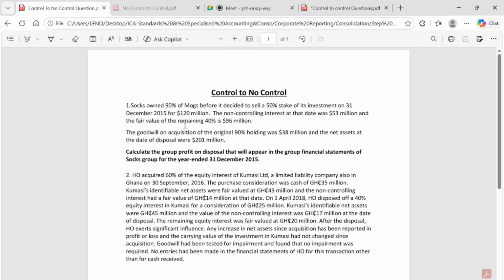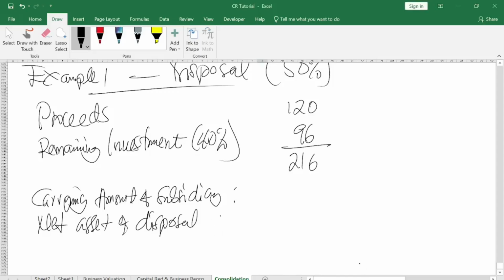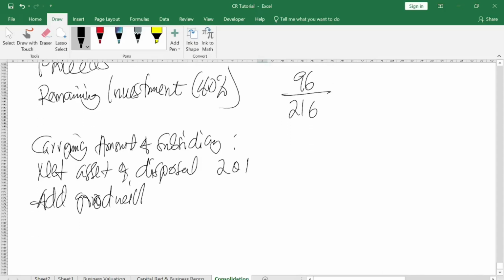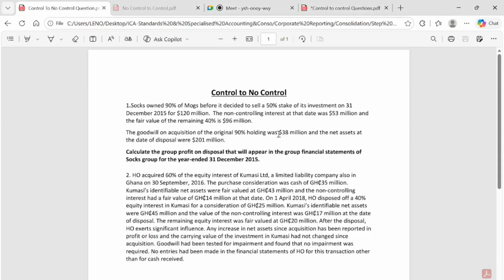Because look at it. When they sold the 50% off, the remaining 40% has a value of 96 million. When you look at the total asset of that NCI, meaning the original 90%, the fair value of that original 90% stake in Mox is 201, the fair value of that asset, which is 201 million. And you add your goodwill. In the question, did they give you goodwill? Yes. They said that the goodwill is 38.